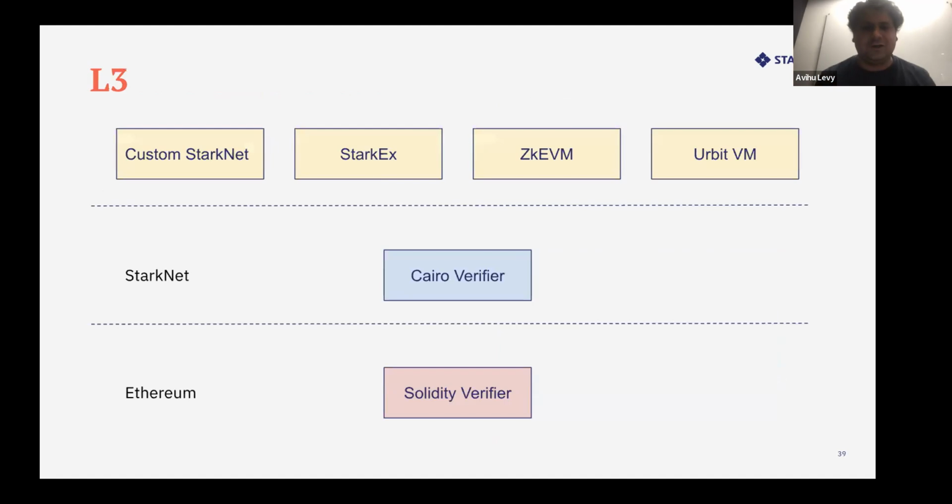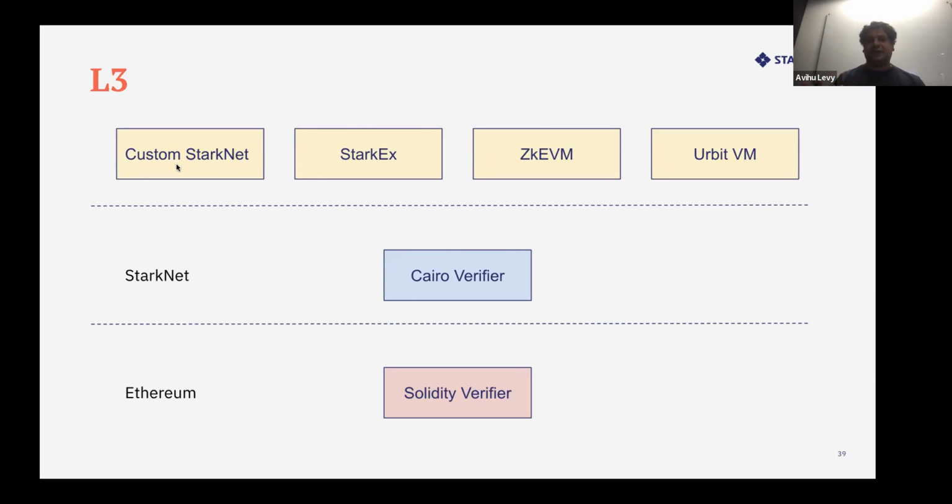Anyway, here's how most of the people see the world. So normally we operate with a Solidity verifier on Ethereum, and we send proofs to it. But what we can also do is deploy this Cairo verifier that we already have from the recursion. And then you can imagine that there are many, many different systems.